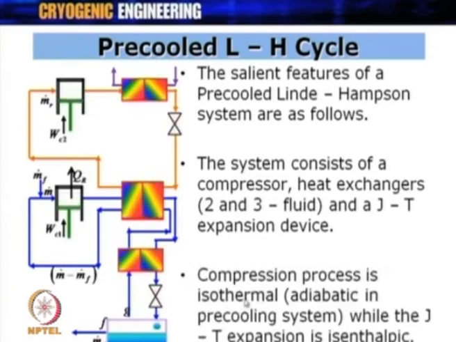The compression process is isothermal here in this case, and that is why you got a value of QR and WC1 associated over here, while as I said earlier the process of compression in this pre-cooling circuit could be assumed to be adiabatic in nature, while the JT expansion is isenthalpic. You know that the expansion through JT is always isenthalpic.